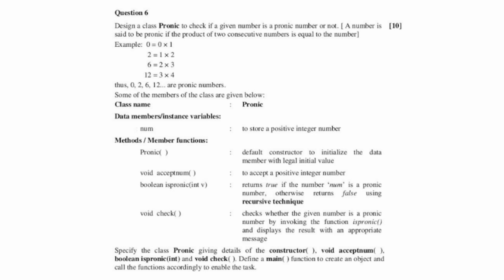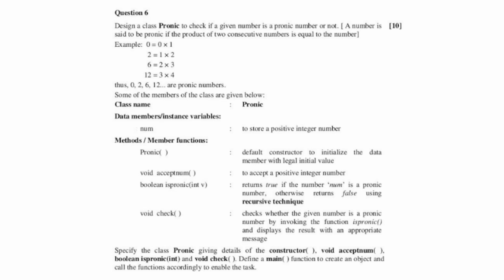For example, 6 is a pronic number because 6 is a product of two consecutive numbers, 2 and 3. 2 into 3 is equal to 6. Similarly, 12 is a pronic number because 3 into 4 is equal to 12. Similarly, 90 is a pronic number because 9 into 10 is equal to 90.